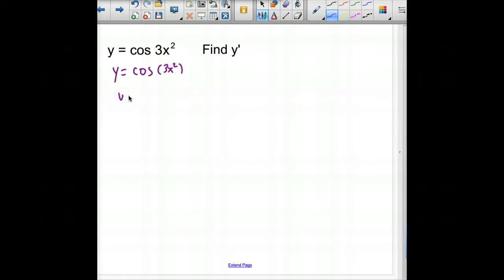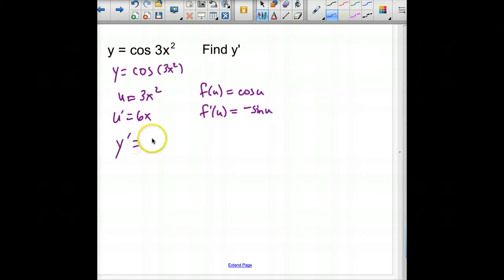So our inside function is 3x squared. Outside function is cosine of u. The derivative of the inside is 6x. Derivative of the outside is negative sine of u. So the derivative of the whole function using the chain rule is u prime times f prime of u. Put u back in.